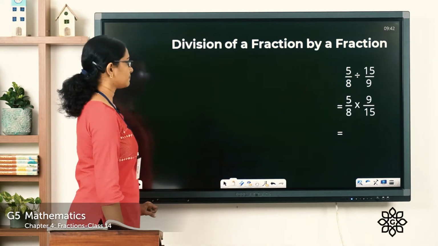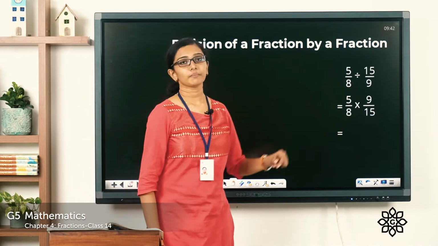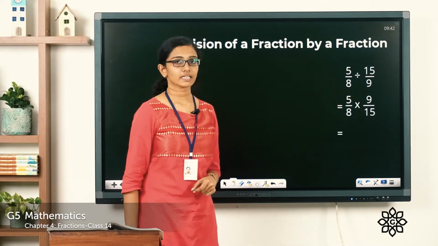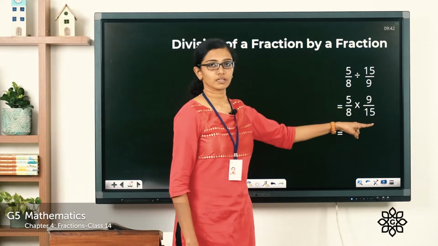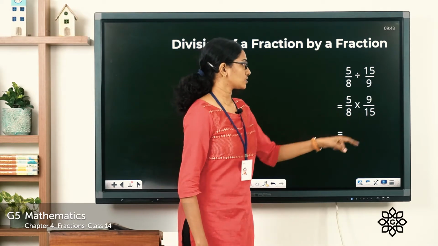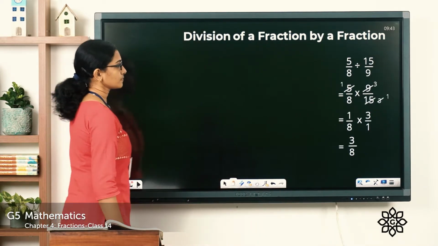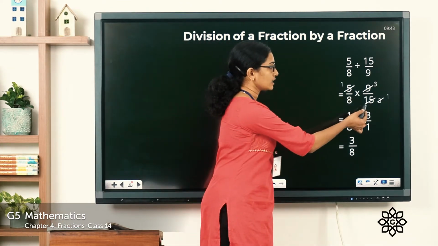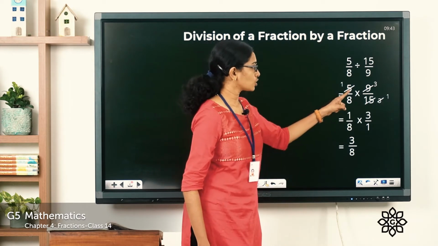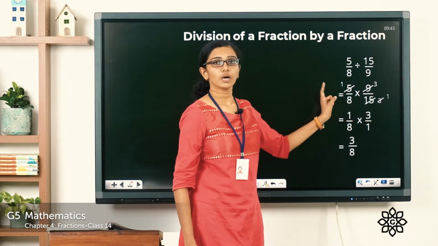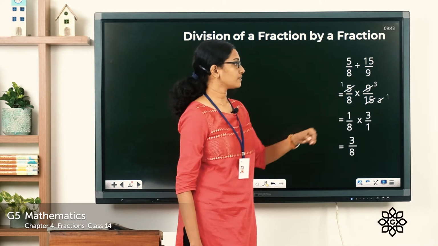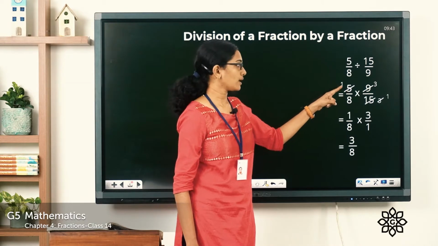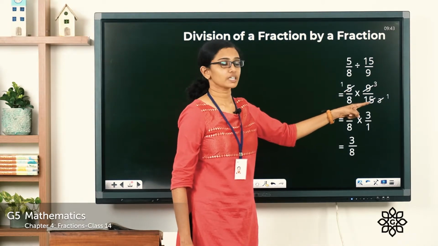Now we have to multiply the dividend with the multiplicative inverse of the divisor. So that would be 5 by 8 into 9 by 15, which is the multiplicative inverse. So that would give us 5 by 8 into 9 by 15 is equal to, see, we can cancel out this numerator 5 and this denominator 15 with common factors, right? 5 and 15 are multiples of 5. So let's divide this 5 by 5, which gives you 1, and this 15 divided by 5 gives you 3.